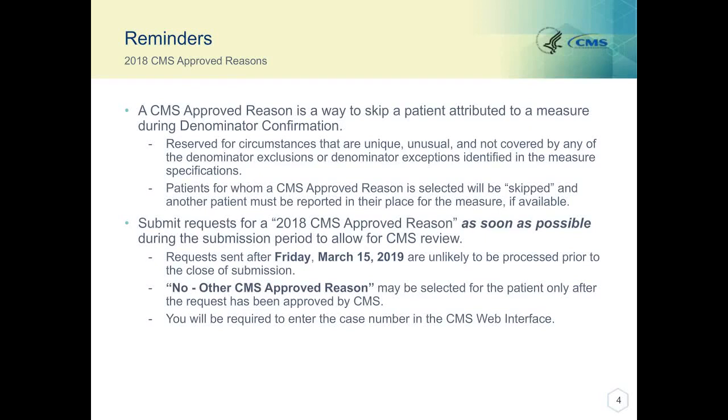This slide just reviews the reminder about CMS-approved reasons, and this is a way to skip a patient attributed to a measure during the confirmation. This slide provides an overview of the circumstances and the process for submitting requests for CMS-approved reasons. What's very important is that requests need to be submitted by March 15th, 2019, because any submissions after this date are unlikely to be processed.